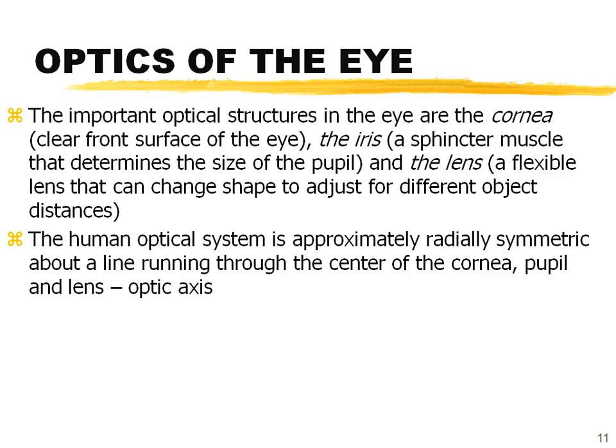The important optical structures that we have are fairly limited. You have the cornea, which is the outer covering of the eye. Right behind the cornea, you have the iris, which is actually a muscle structure that controls the pupil. Think of it as an aperture of how much light actually gets through to the sensors, the retina. And behind that is your lens.